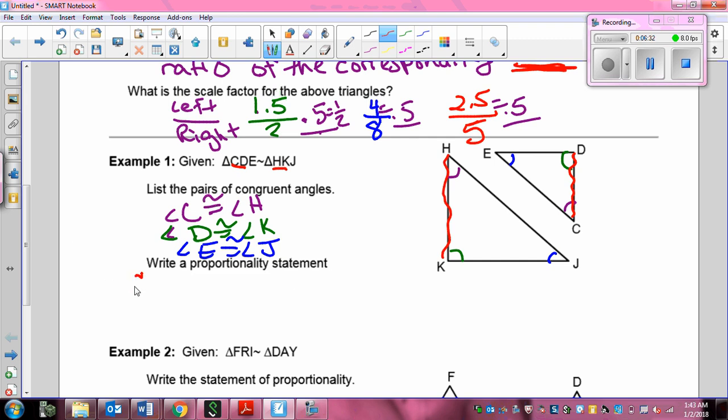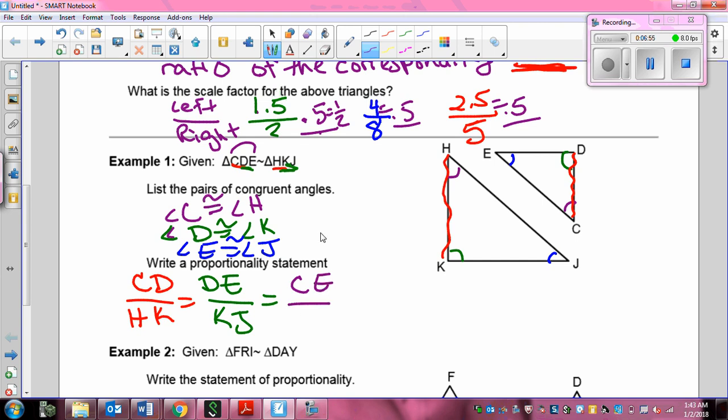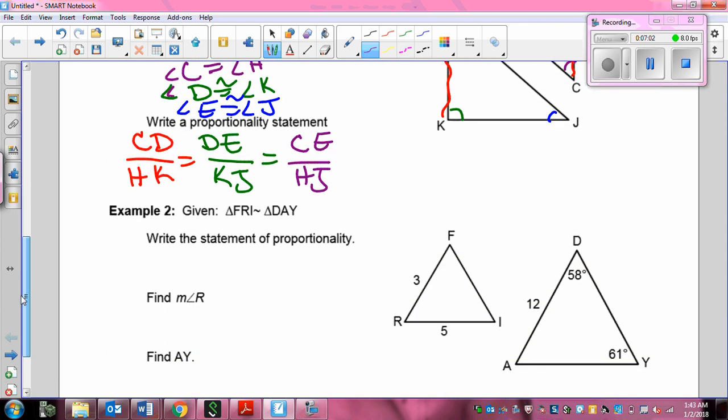However, the first two over the first two has to equal the last two over the last two, H or KJ, sorry. And then that also has to equal the first and last, C to E over the first and last, H to J. Those all have to be equal. The fractions have to be equal.